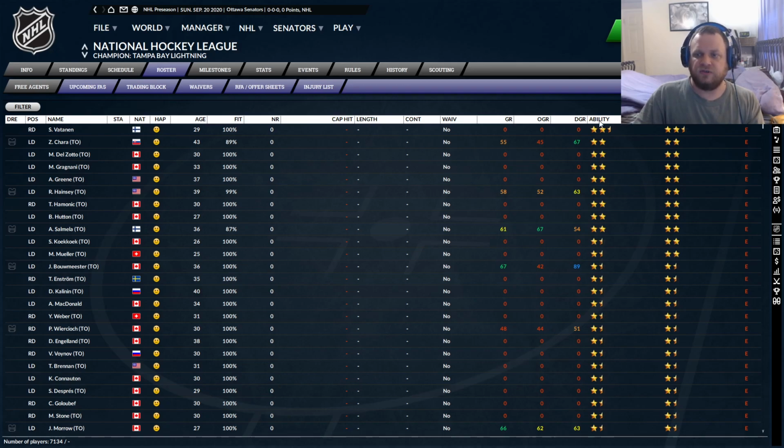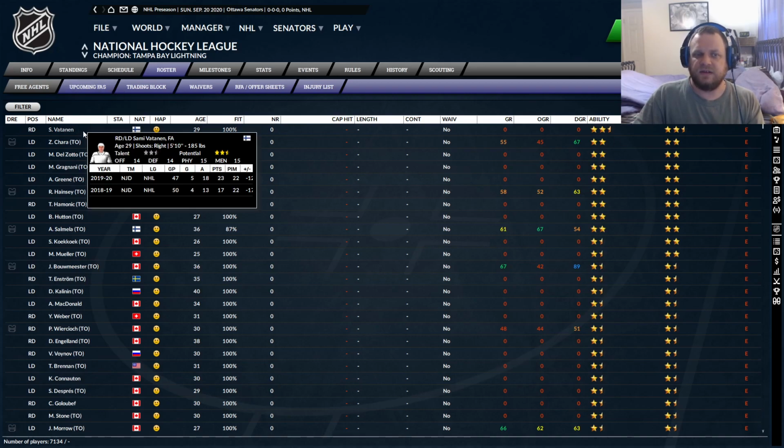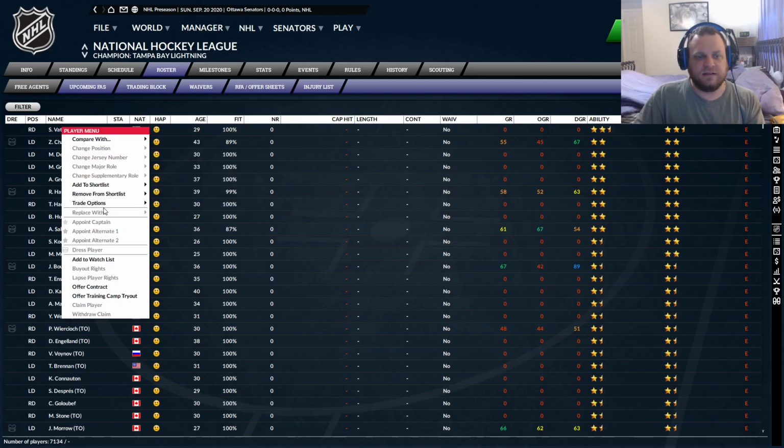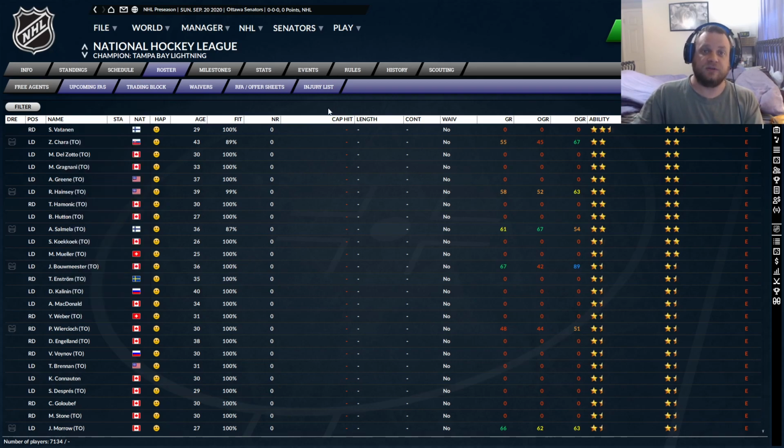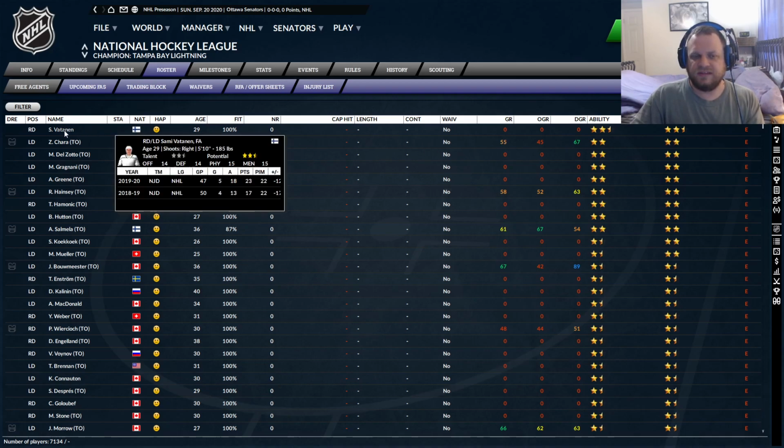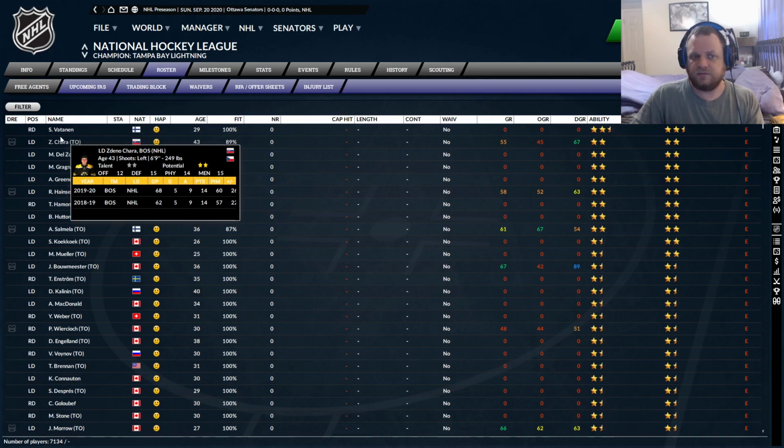And if we're looking solely at the ability stars, it would appear that the best is Sami Vatanen. So I could then come here and right click on Sami Vatanen, and then I could offer a contract, or you can offer a training camp tryout as well, which is new in this iteration of the game. So with a tryout, you get to try a player playing with your team, and then you get to see if you want to go ahead and sign him after that. So that's how you would get into free agency and sign players.